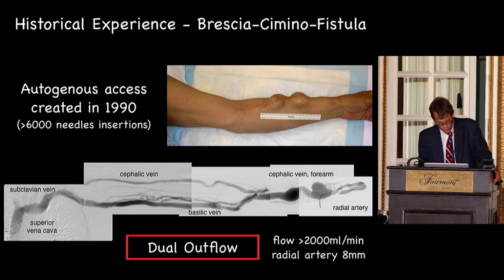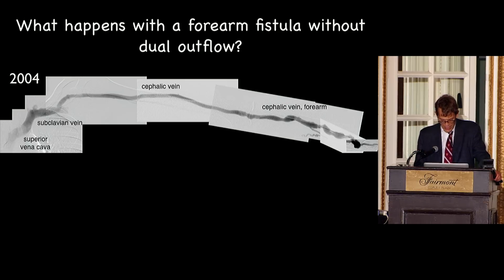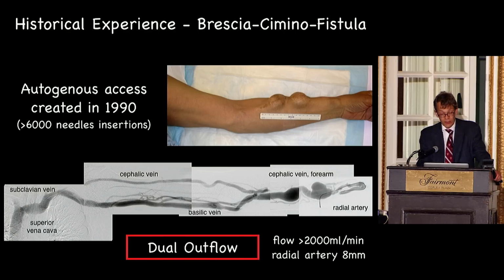So this is the historic experience of the Brescia-Cimino fistula. And so you can hear a continuous flow murmur, a little bit stronger with systole. And that works well because you have multiple outflow veins. You can see at the elbow there are brachial veins, basilic veins, cephalic veins, low pressure in the access.